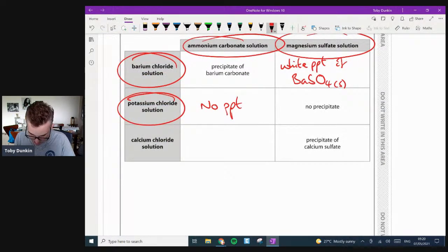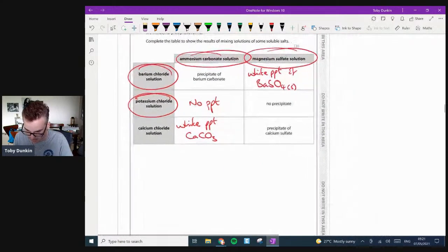Next, calcium chloride and ammonium carbonate. Oh, you're going to form calcium carbonate. That's nice. White precipitate. White PPT of calcium carbonate, CaCO3. That's clever, because the calcium is going to join to the carbonate ion. Yeah, that's neat.